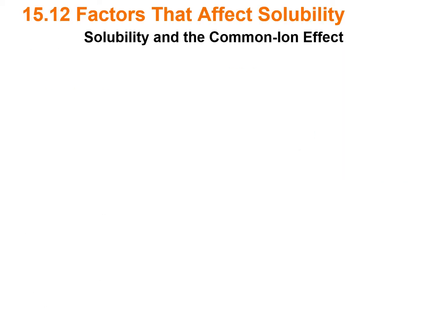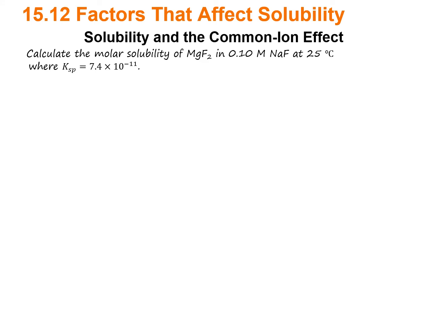Okay, so the common ion effect. We talked a little bit about the common ion effect and how it affects the pH in a solution. Here we'll talk about how it affects the solubility of our salts. So let's look at calculating the molar solubility of magnesium fluoride in 0.1 molar sodium fluoride. Notice fluoride is common to both of those. We're doing it at a temperature of 25 degrees C, and the KSP is 7.4 times 10 to the minus 11.